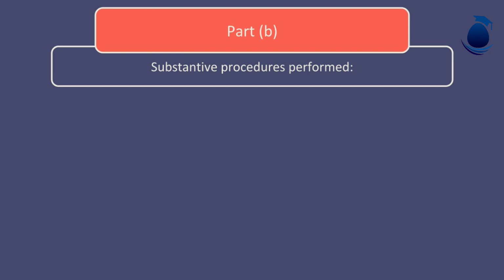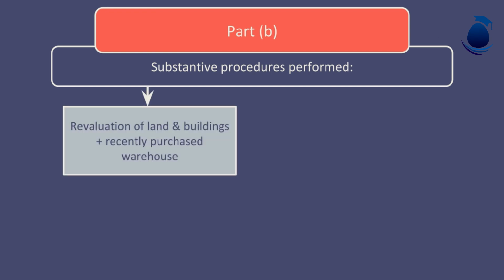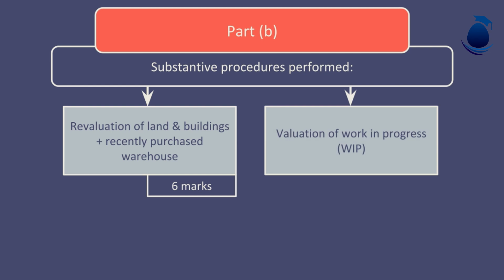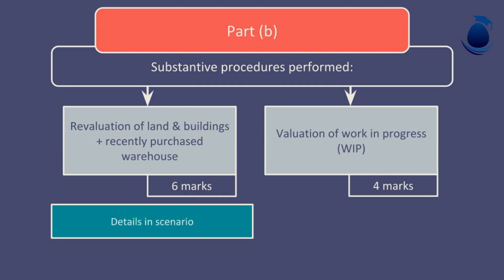Part B looks at the substantive audit procedures for 2 areas of the audit of Jackdaw. Part 1 looks at the work of the revaluation of land and buildings and the new warehouse for 6 marks. And Part 2 looks at the work on the valuation of work in progress for 4 marks. Details of both areas are in the scenario. We must read the information and use it to describe appropriate substantive procedures.